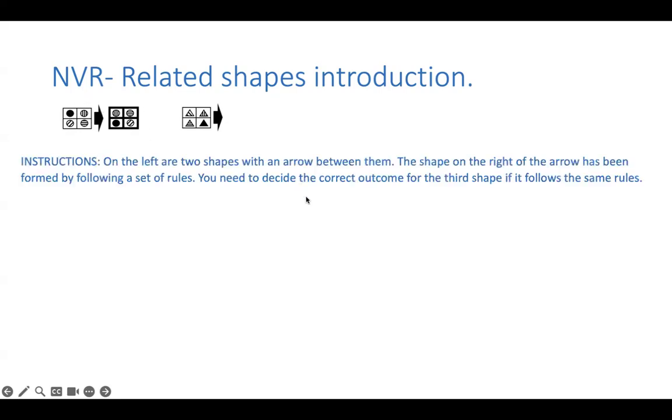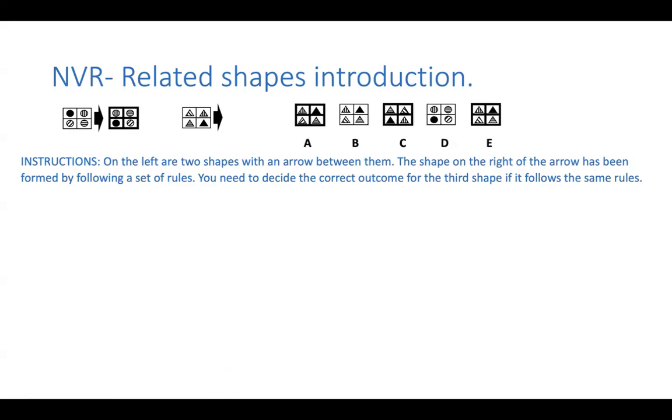So on the left are two shapes with an arrow between them. The shape on the right of the arrow has been formed by following a set of rules. You need to decide the correct outcome for the third shape if it follows the same rules. Okay, so here are our options. We have A, B, C, D, and E.